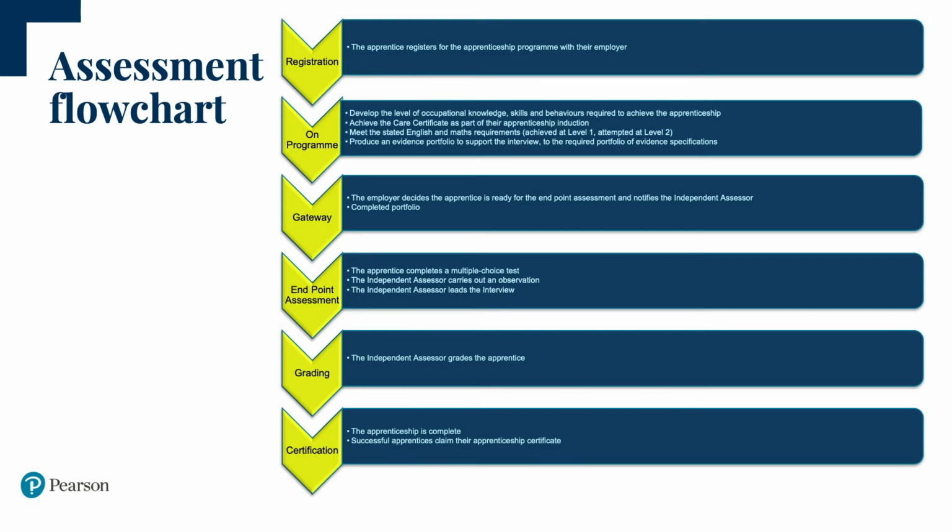So the starting point is to acknowledge the assessment flowchart for the overarching standard for the Level 2 Healthcare Support Worker. So if we think about the very initial stages, the starting point is registration and the point when the apprentice registers for the programme with their employment. And then there's essentially 6 stages that the apprentice will pass through to the point at which they are certificated, where they have demonstrated that they have met all of the requirements to achieve the standard.